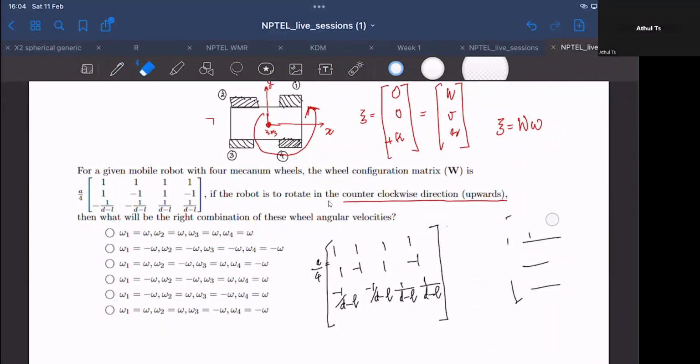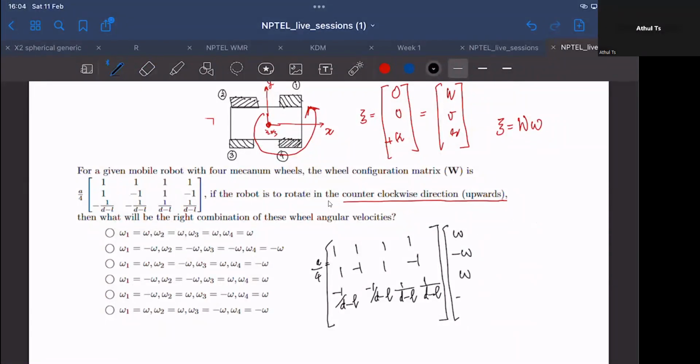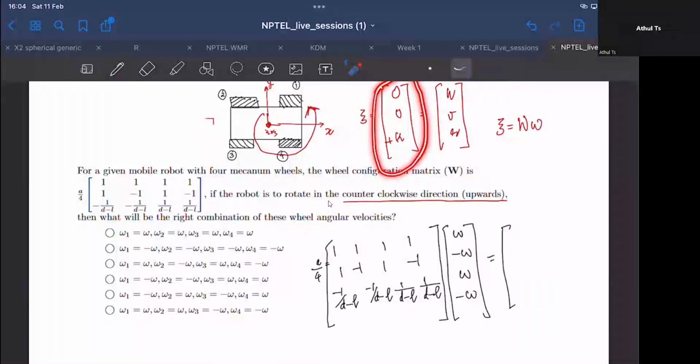Then we'll try with the third case. What is the third case? It is omega, minus omega, omega, minus omega. We'll see if this is identical to this case. This is our requirement.